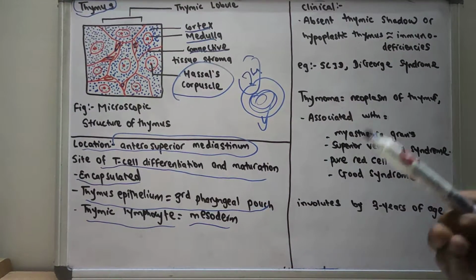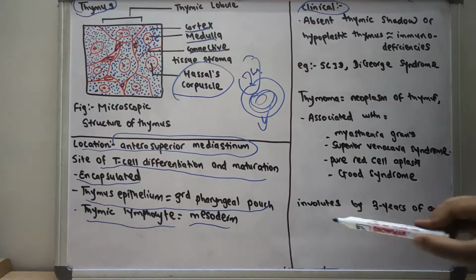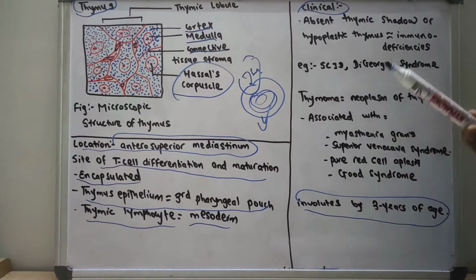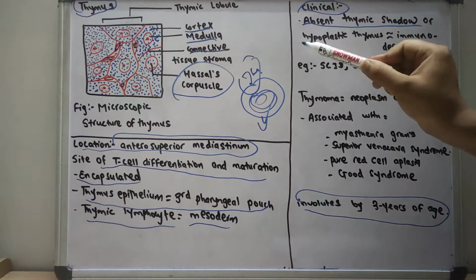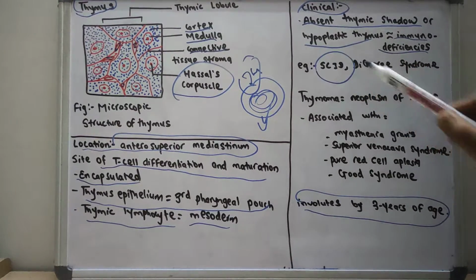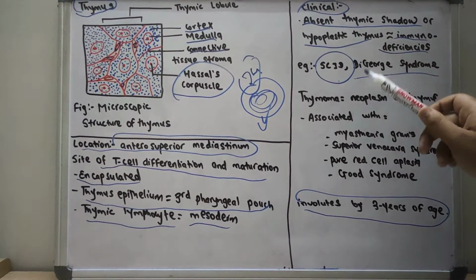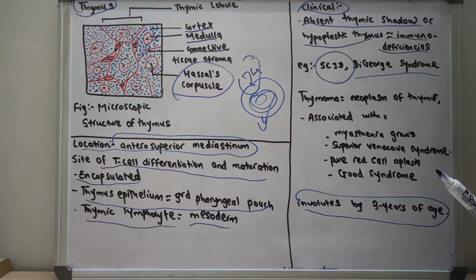So let us move towards the more clinical part of the thymus. The thymus eventually involutes by 3 years of age, but if there is an absent thymic shadow or a hypoplastic thymus, then it denotes immunodeficient conditions in newborns. The immunodeficiency conditions may be severe combined immunodeficiency or DiGeorge syndrome. There may be other immunodeficiency conditions, but these two are mainly important and may lead to an absent thymic shadow in the child.